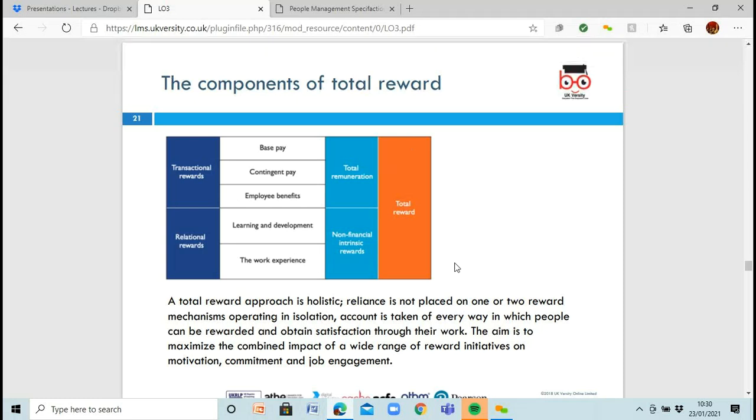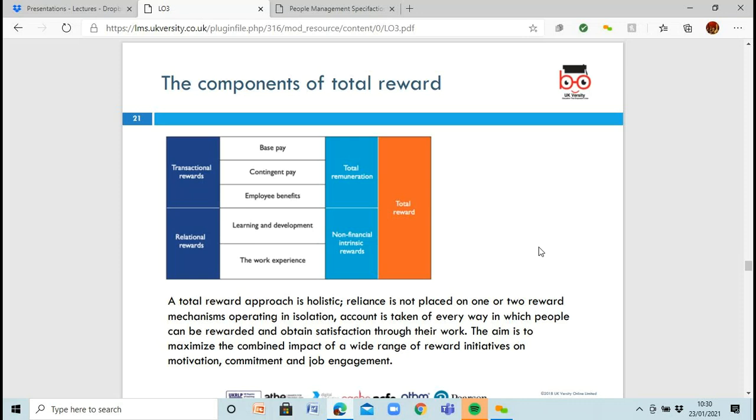So a total reward approach is holistic. So holistic is when you're looking at everything around you. It's everything involved. So reliance is not placed on one or two reward mechanisms operating in isolation. It's actually rewarded throughout everything together. So this is where people can be rewarded and they're actually obtaining their own satisfaction throughout the work. So there's a job satisfaction. They're happy to be there.